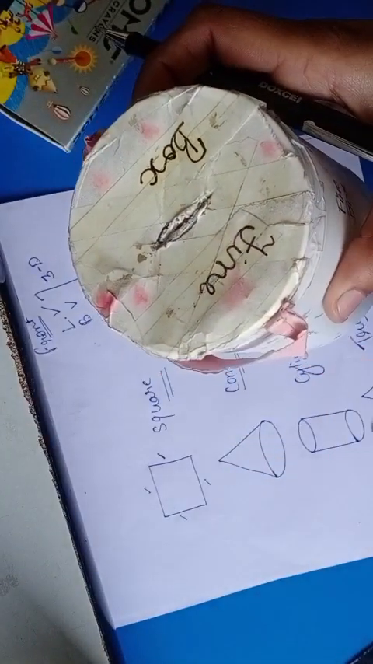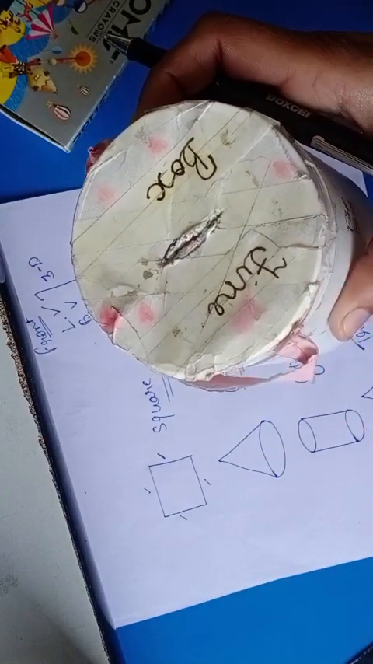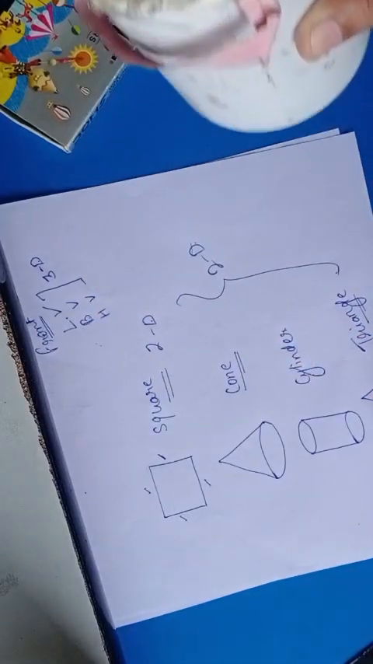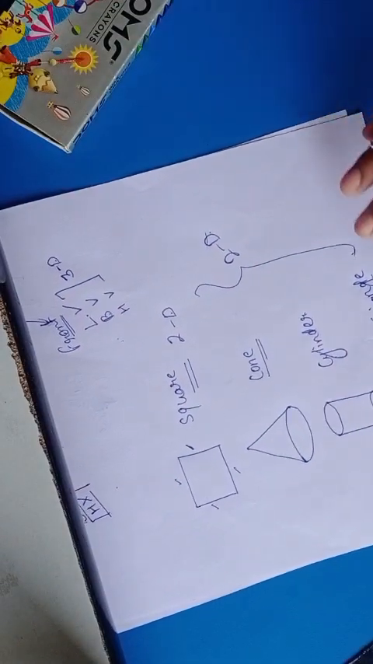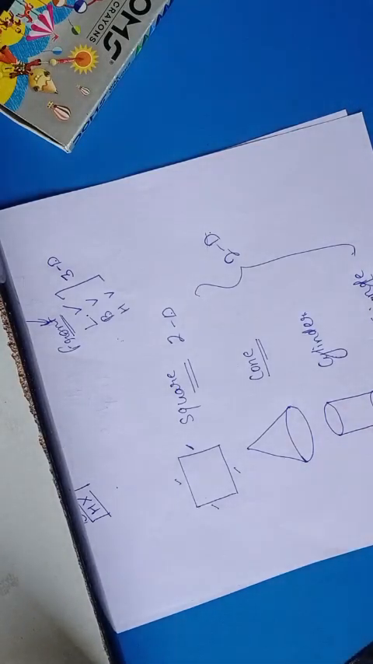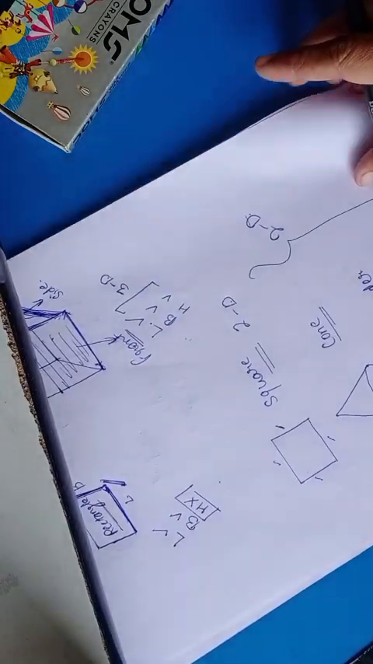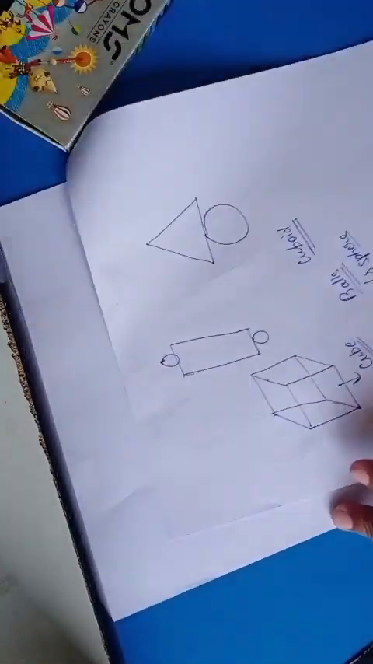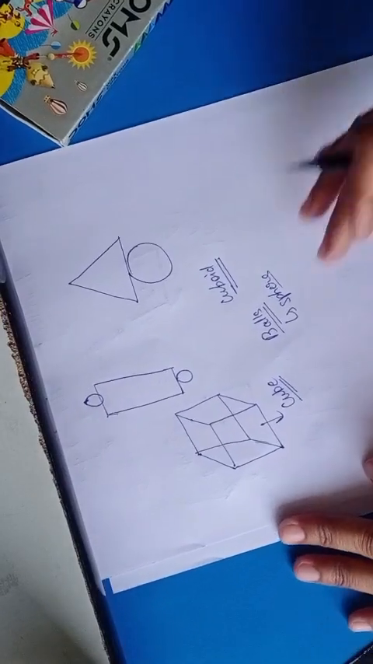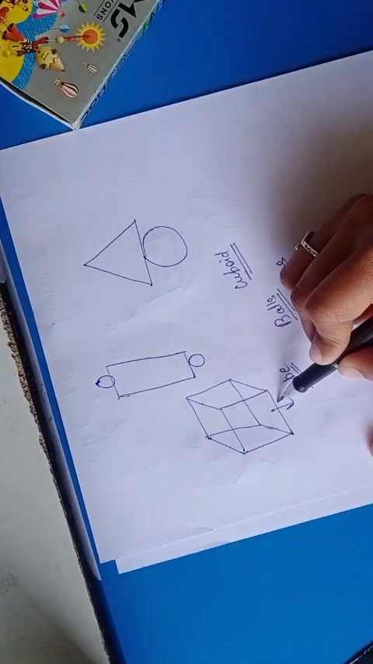So that's why this box is called a 3D shape. Now in this chapter we will discuss both 2D figures and 3D figures. Now we will draw some 3D figures also. For example, this is a cube.